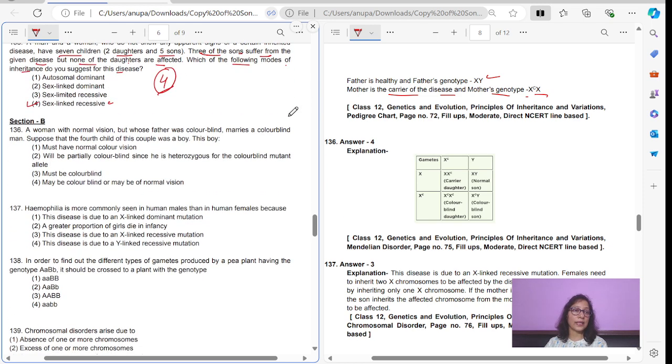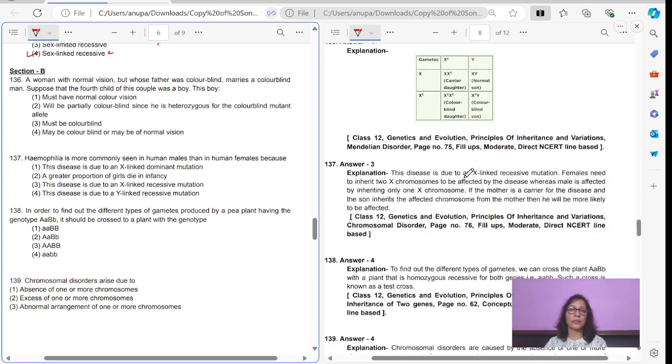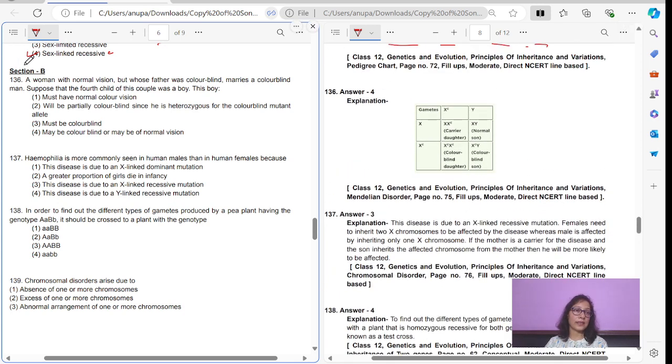Now let's move to section B, and question number 136. Question number 136 states that a woman with normal vision, but whose father was colorblind, marries a colorblind man. Suppose that the fourth child of this couple was a boy. We have to find out whether the boy has normal vision or is colorblind. If a woman's father was colorblind, it means she must be a carrier.